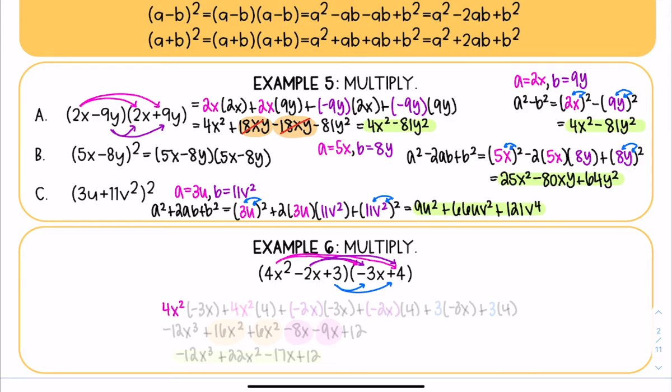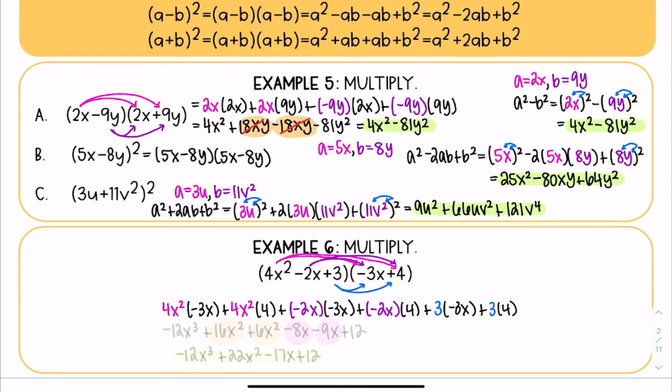So we have 4x squared times negative 3x plus 4x squared times 4. Then we have negative 2x times negative 3x. And we have negative 2x times 4. And the last distribution, we have 3 times negative 3x. And then we have 3 times 4.